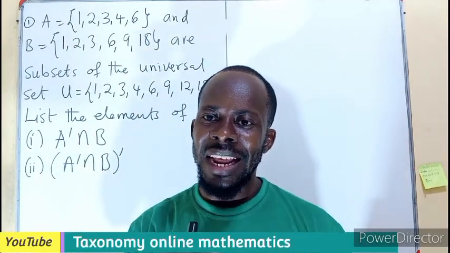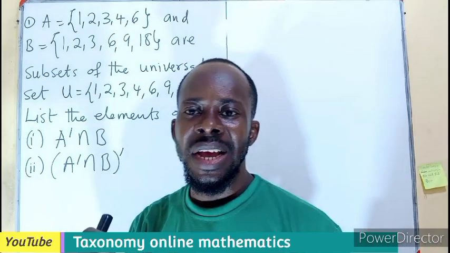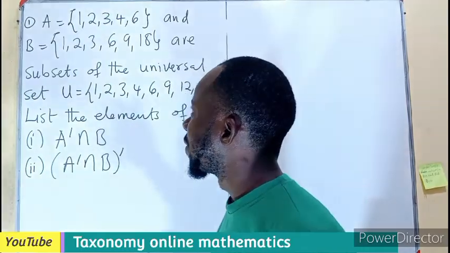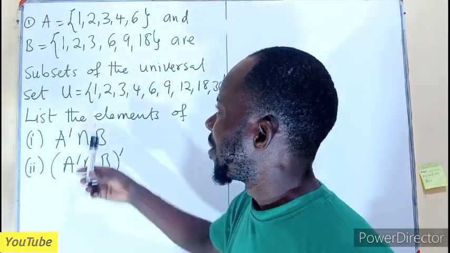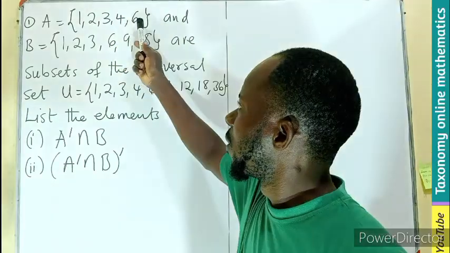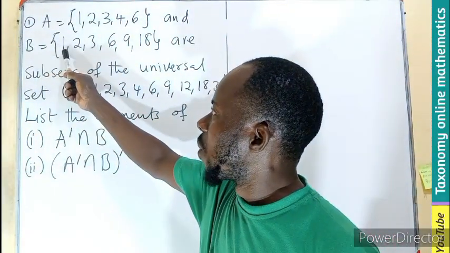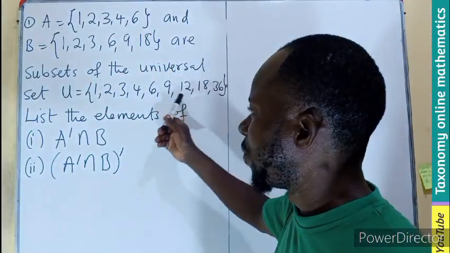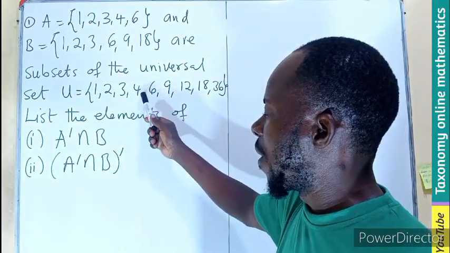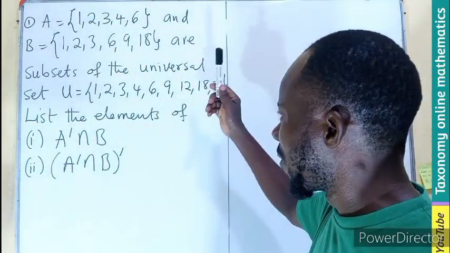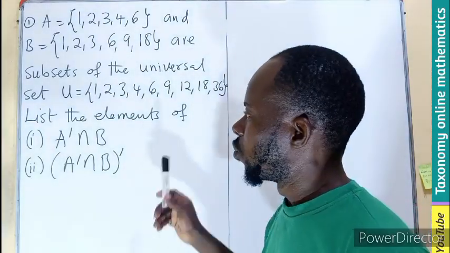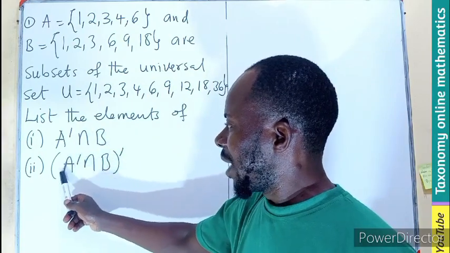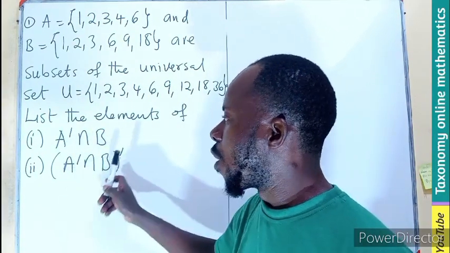Hello, viewers. Let's provide an answer to this question as a form of revision to the topic we've treated. Set A has the elements 1, 2, 3, 4, 6, and set B has 1, 2, 3, 6, 9, 18. These are all subsets of the universal set 1, 2, 3, 4, 6, 9, 8, 12, 18, 36. We have to list the elements of A complement intersection B, and A complement intersection B, then its complement.